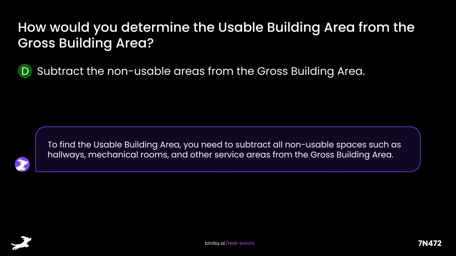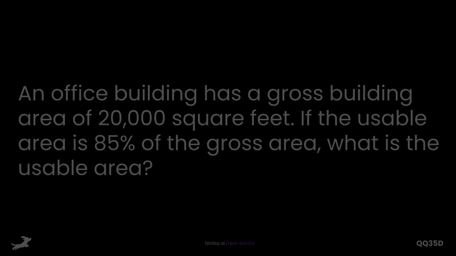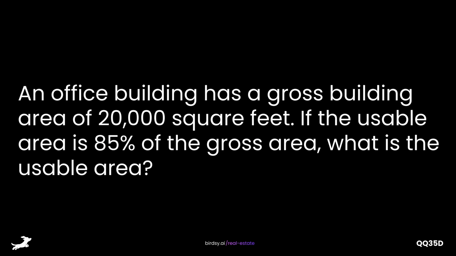To find the usable building area, you need to subtract all non-usable spaces, such as hallways, mechanical rooms, and other service areas, from the gross building area. An office building has a gross building area of 20,000 square feet. If the usable area is 85% of the gross area, what is the usable area?